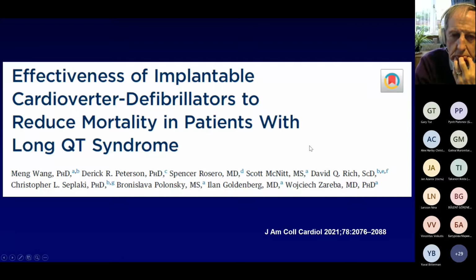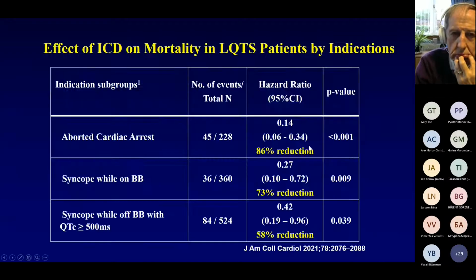And lastly, just 3 weeks ago, we published this paper to focus on effectiveness of ICD therapy in patients with long QT. And what I wanted to stress, we found very significant reduction by ICD: 86% for aborted cardiac arrest, syncope while on beta blocker 73% reduction, and syncope on beta blocker, but with QTc above or equal 500, also 58% reduction. So this last group is kind of more disputable group when ICD could be considered.